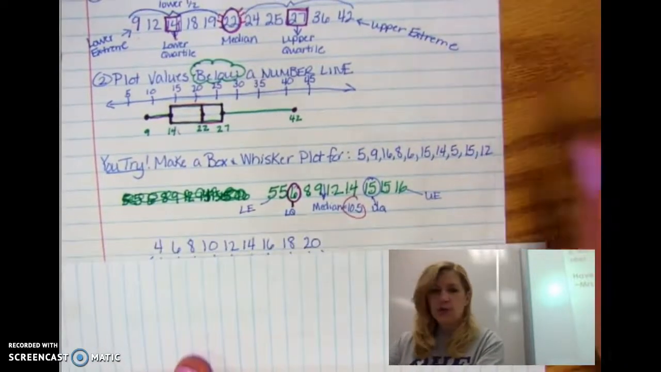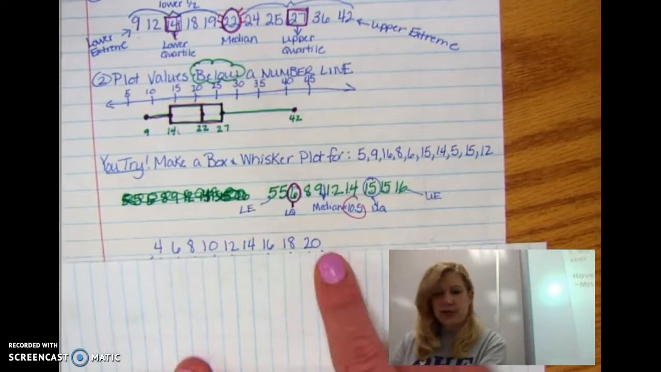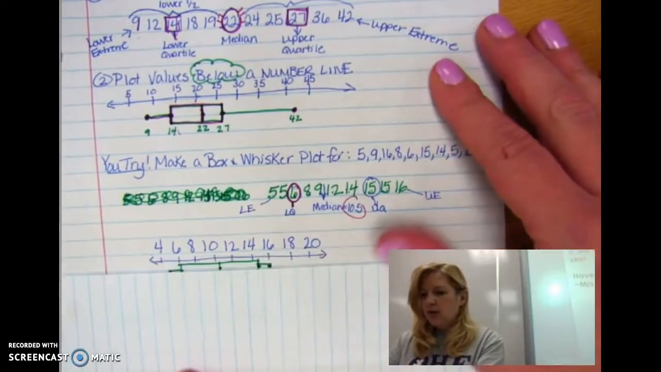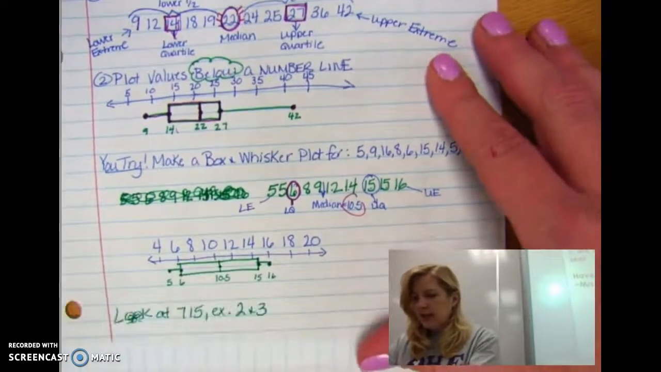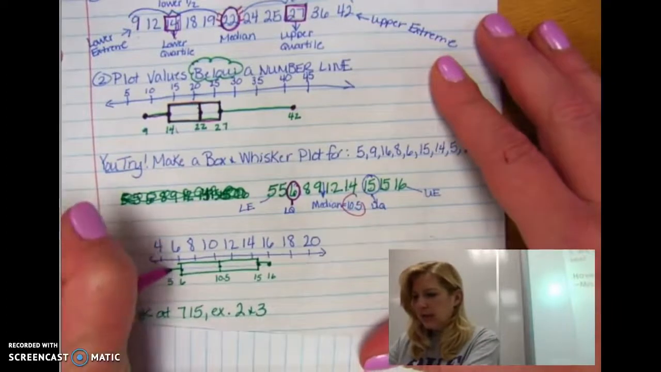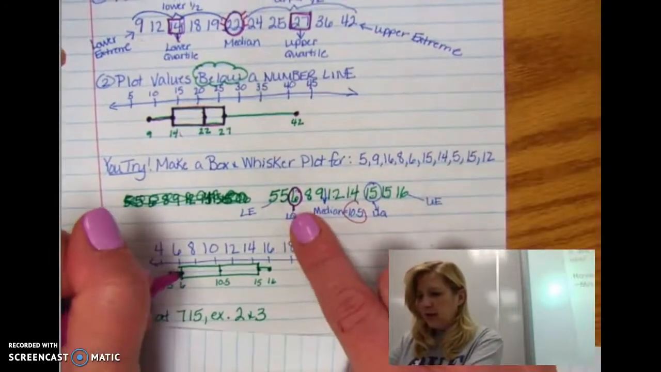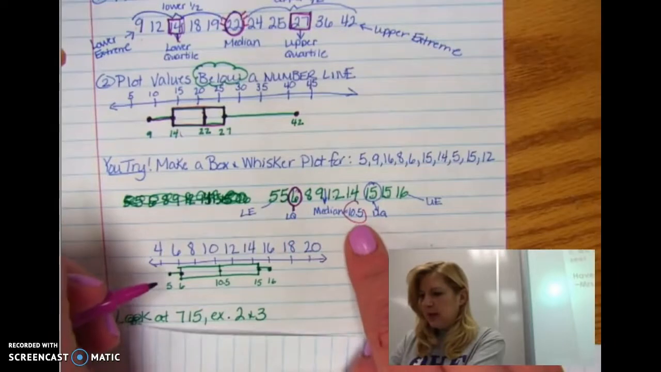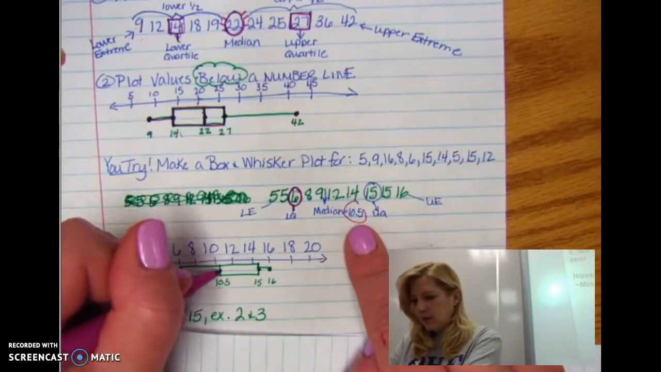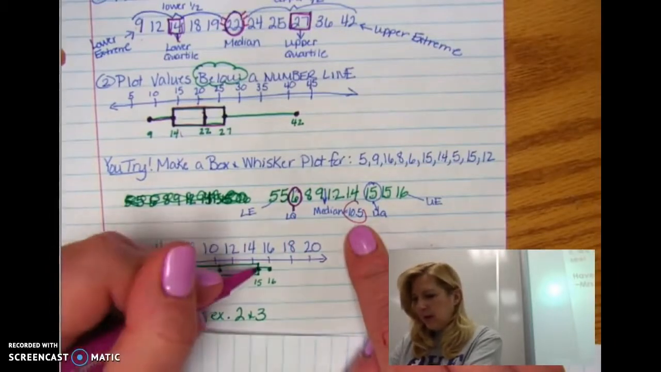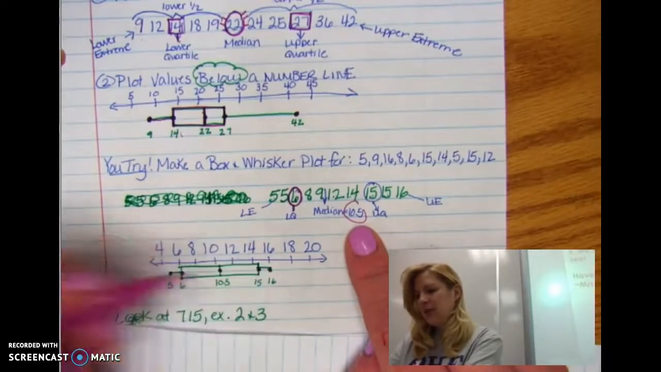What I chose to do on my number line is go up by 2s. Okay, so what I did was I put dots again. My lower extreme is here. My lower quartile is here. My median says it's 10.5, which I just put a dot right here. My upper extreme is here, or my upper quartile is here, and my extreme is here.